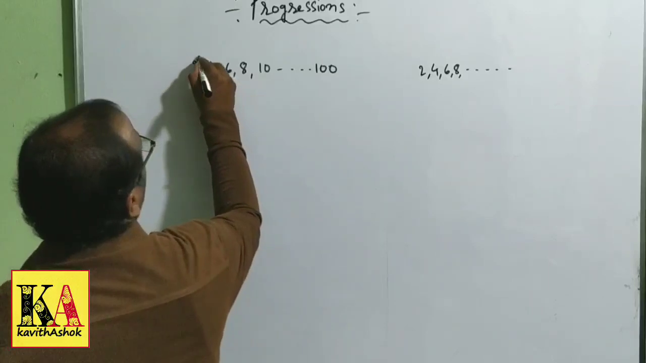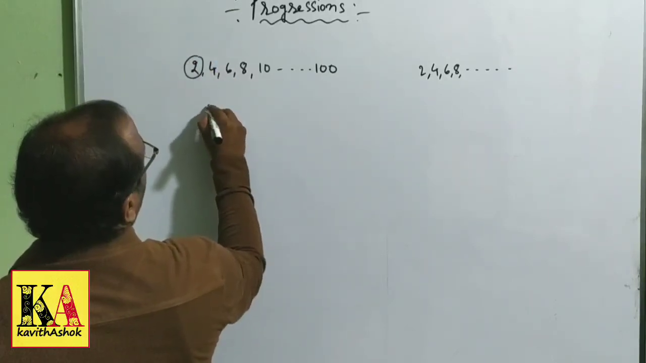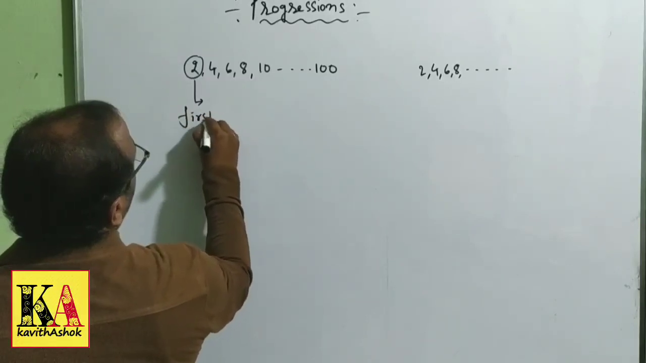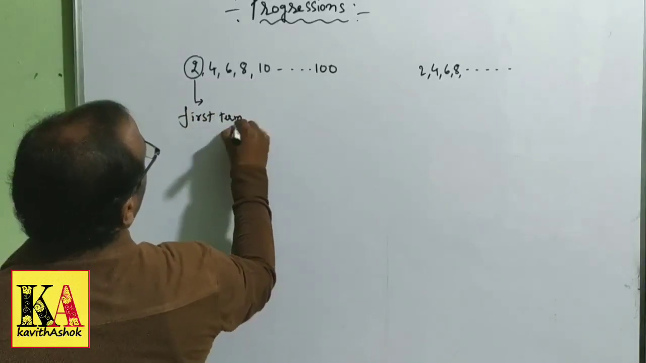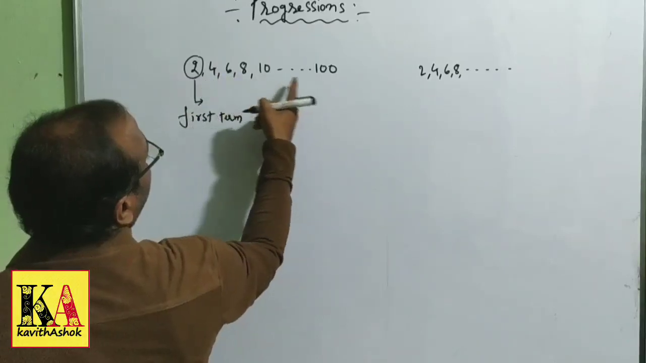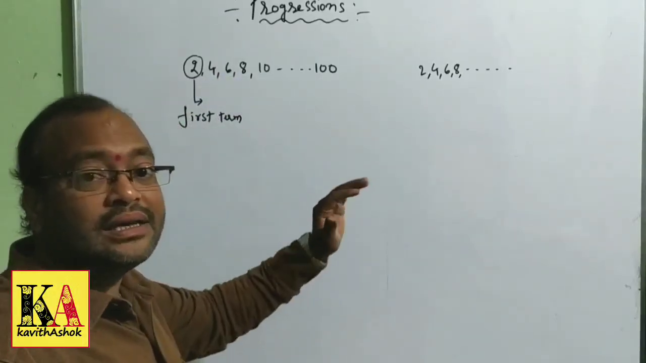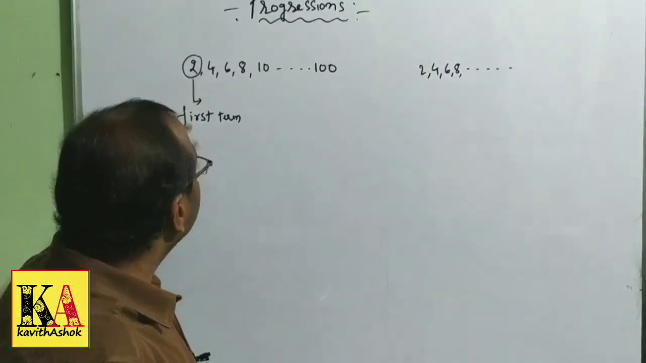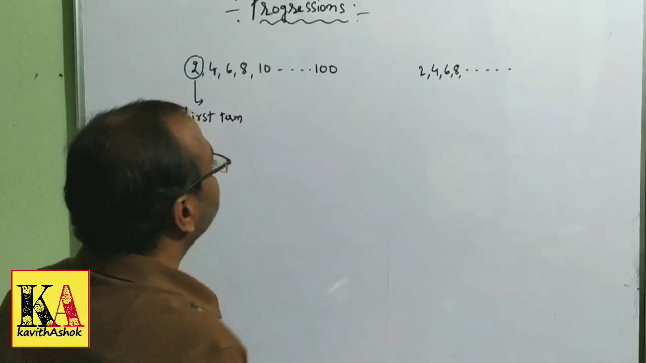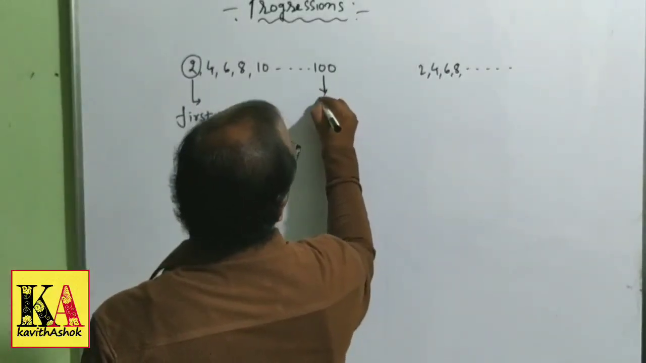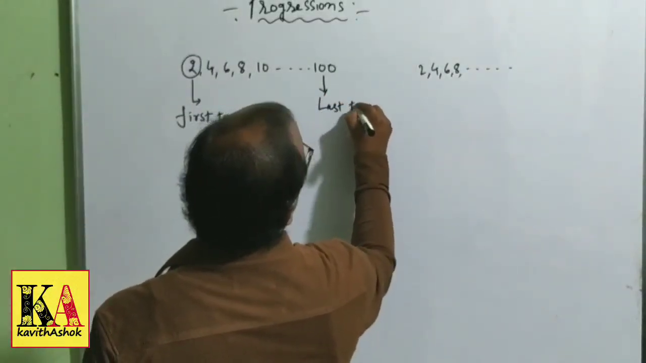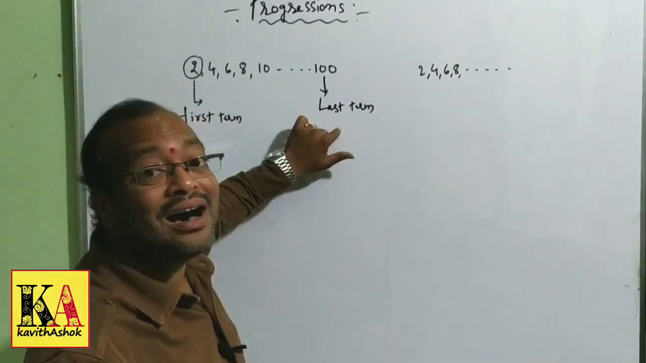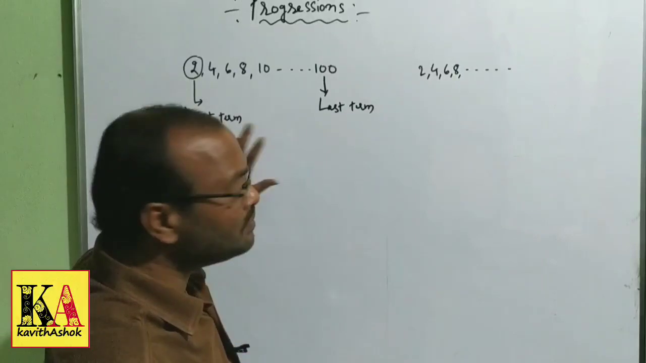In this, 2 is called the first term. Each element is called a term: first term, second term, third term, fourth term. This element is called the first term, and this is the last term. In future, we will take that as L, where L means the last term. First term and last term.